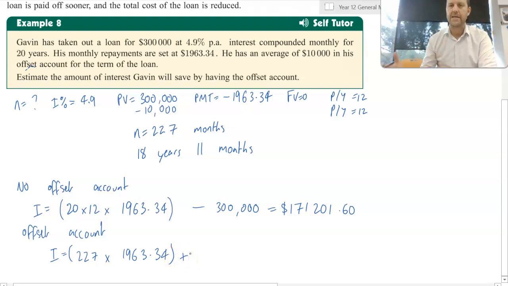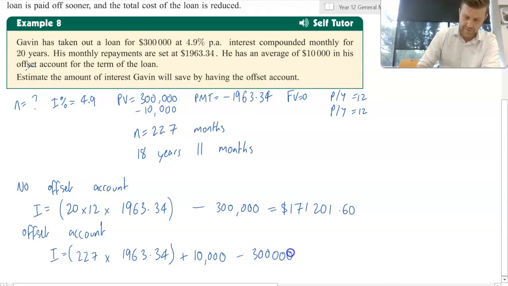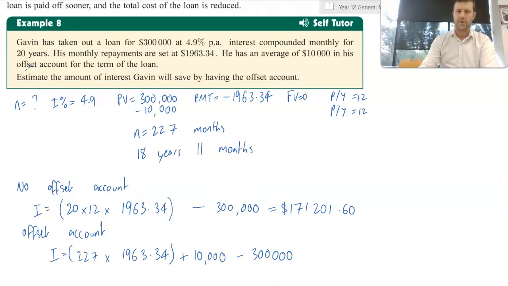because remember, he hasn't paid that off yet. He hasn't actually paid. It's in the offset account. It's reducing the amount of interest he pays, reducing the life of the loan, but he still needs to pay that $10,000 off at the end of the 227 months, right? So he still needs to pay that off, and then we can subtract the $300,000. That's really important that you understand: it's reduced the life of the loan, but it still needs to be paid off. It's not just a loan of $290,000 anymore. It's still a $300,000 loan. He still needs to pay that total off.